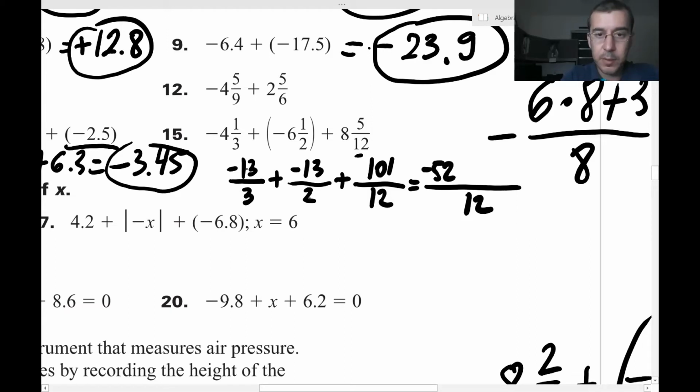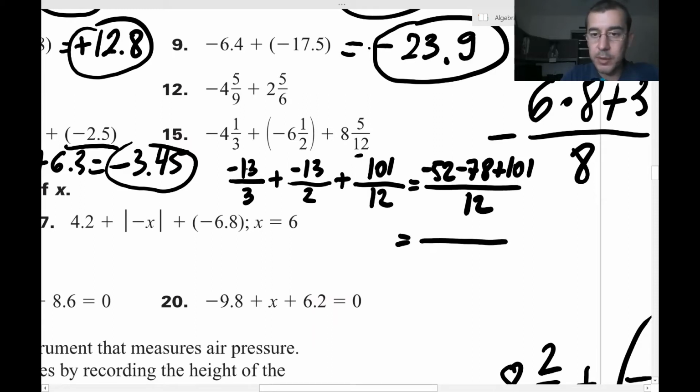Then here we multiply 2 by 6 to get 12. So 13 times 6 is 78, so minus 78. And then plus 101, because this is already over 12. So 101 stays there.